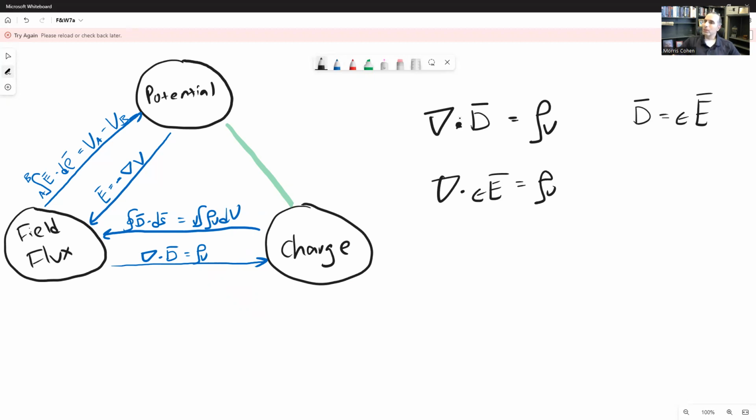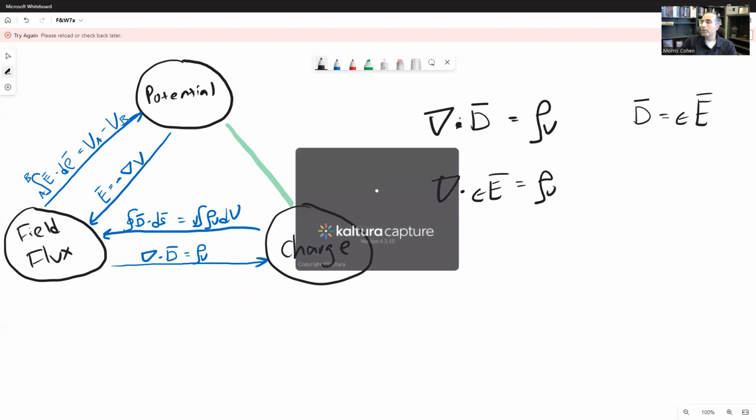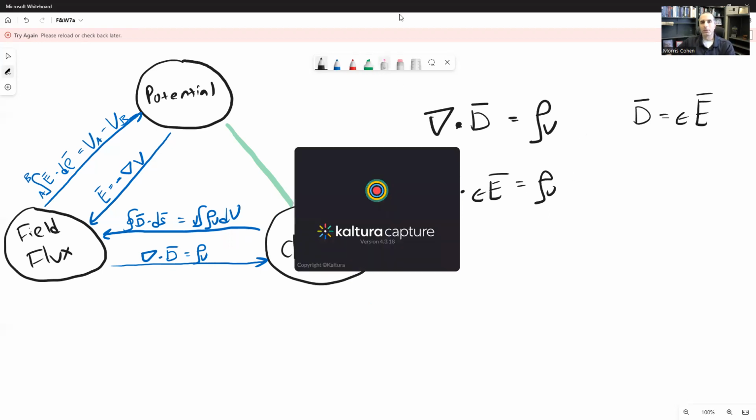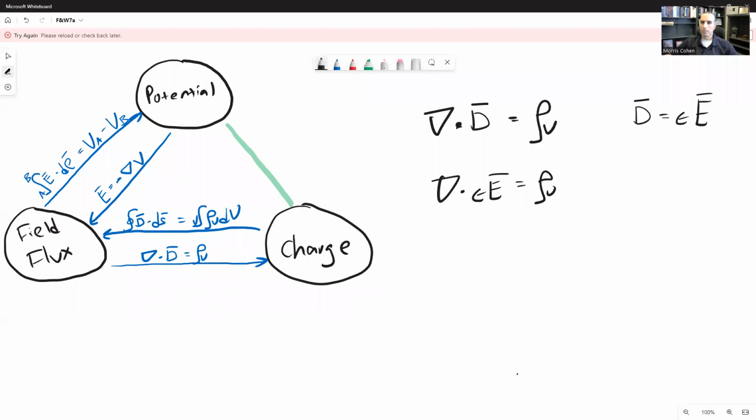And now let's simplify this a little bit by assuming that epsilon is a constant. We have one homogeneous material, and it's just a number like 5 anywhere. And so we're going to pull that out. And when we do that, we're going to get this. It's just epsilon times the divergence of E equals rho V.